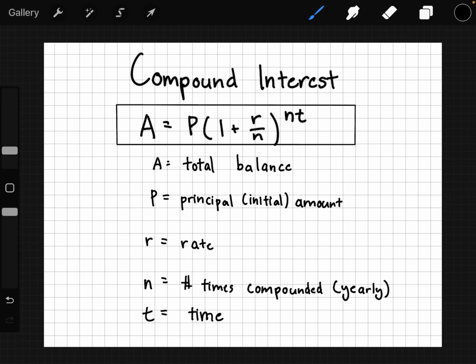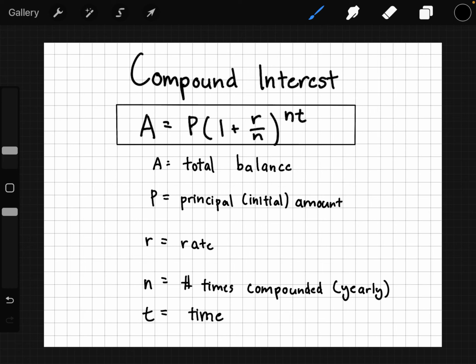This is lesson 6.3, compound and continuous interest. So a common application of exponential growth is compound interest. Compound interest is interest paid on both the initial investment, called the principal, and on previously earned interest.